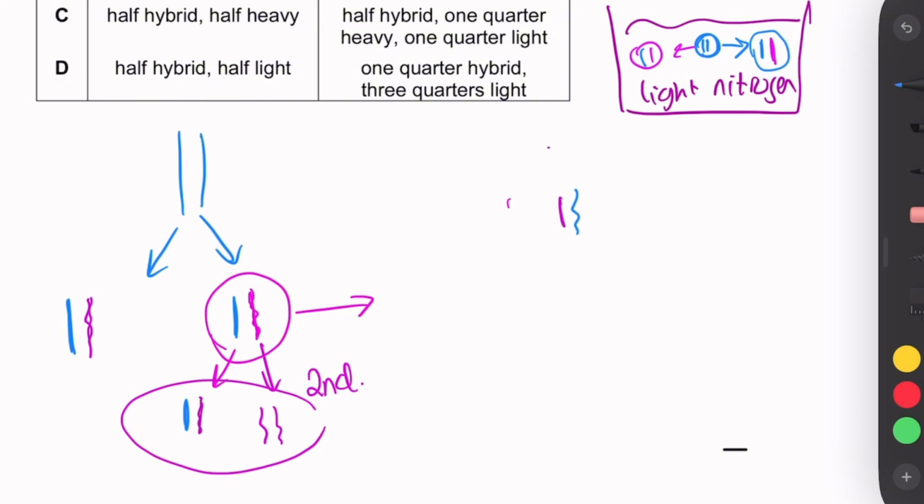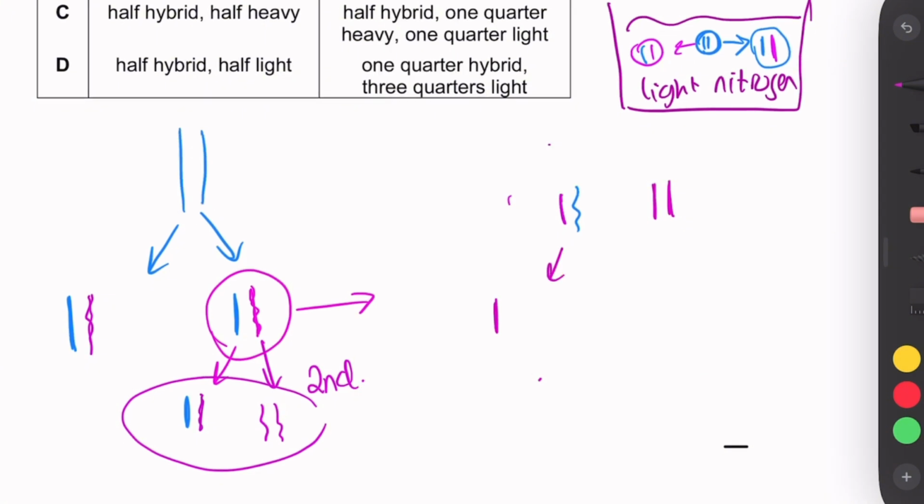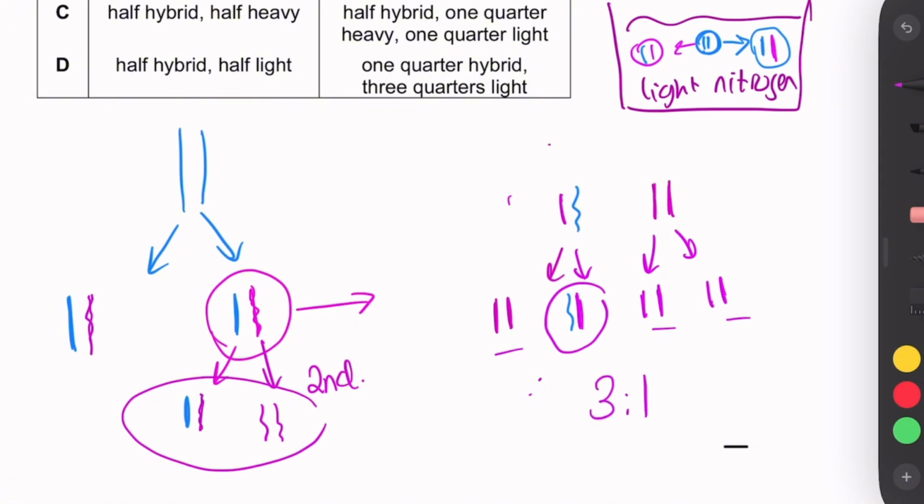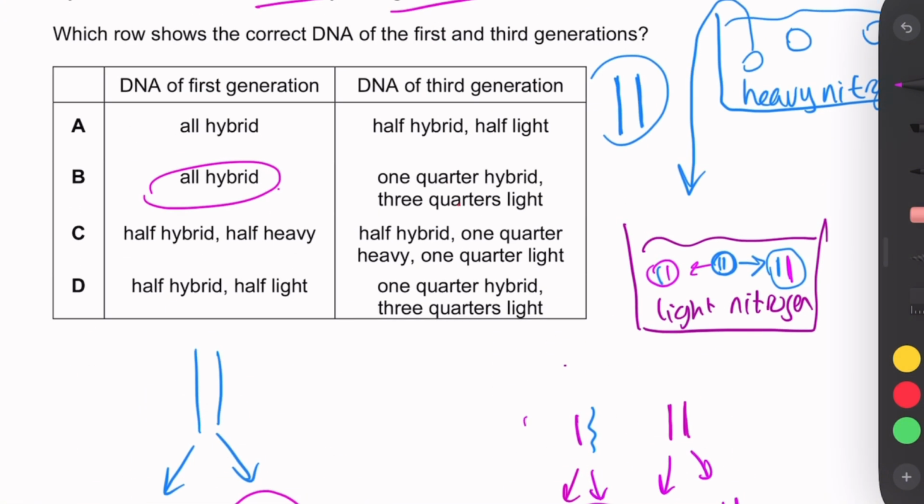We have 2 different guys here, and sorry, the color keeps changing. Now these guys are going to replicate, so we're going to maintain this and make a copy, and then we're going to maintain the blue and make a copy using light nitrogen again, and then maintain this and make a copy using light nitrogen, and then maintain this and make a copy using light nitrogen. And so you can see what happens here. We have only 1 hybrid and 3 purely made out of light nitrogen, so it's a 3-to-1 ratio. So what do we have here? Half hybrid, half light for the third generation? No, the third generation is 1/4 hybrid, 3/4 light, so that would be B.